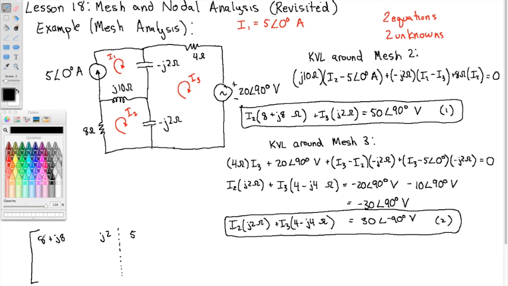I want to keep everything in the same form. So here I've got rectangular coordinates. So I'm going to put 50 angle 90 degrees into rectangular coordinates. So that's J50. All right. Now the second equation, what's multiplying I2? That's J2. What's multiplying I3? That's 4 minus J4. Right. And then over here, 30 angle minus 90, that's minus J30.